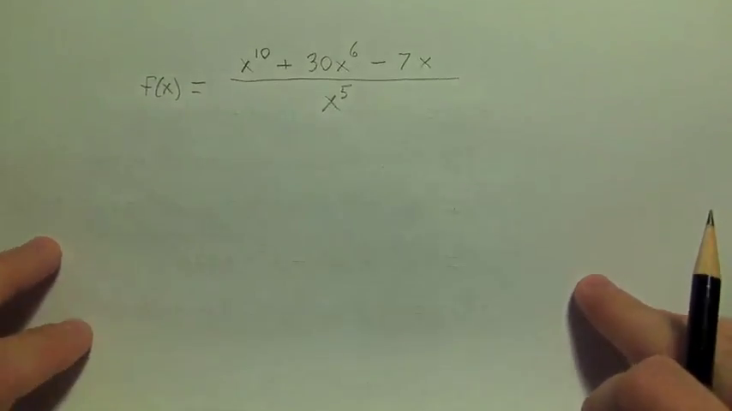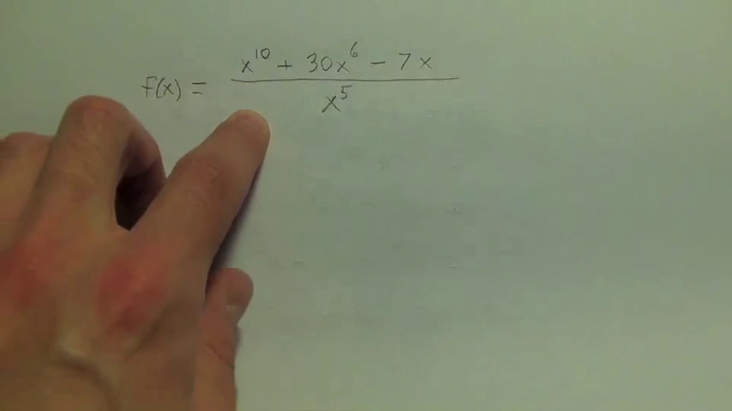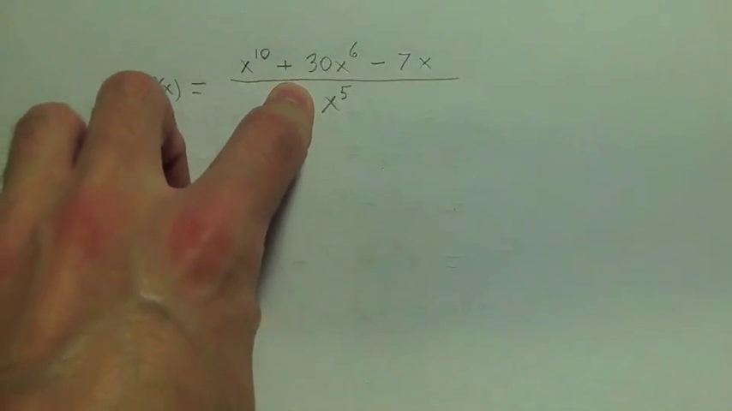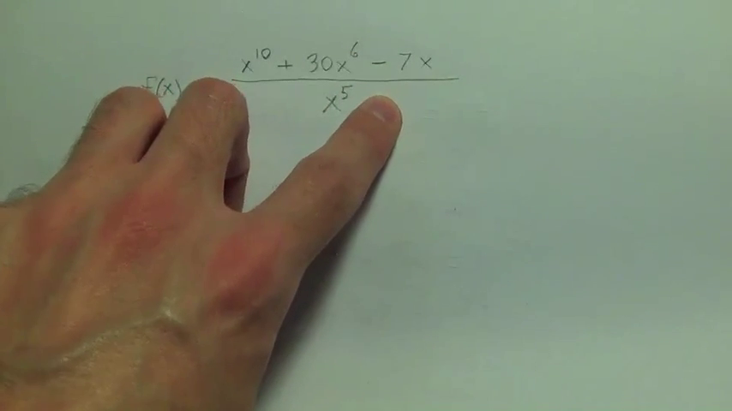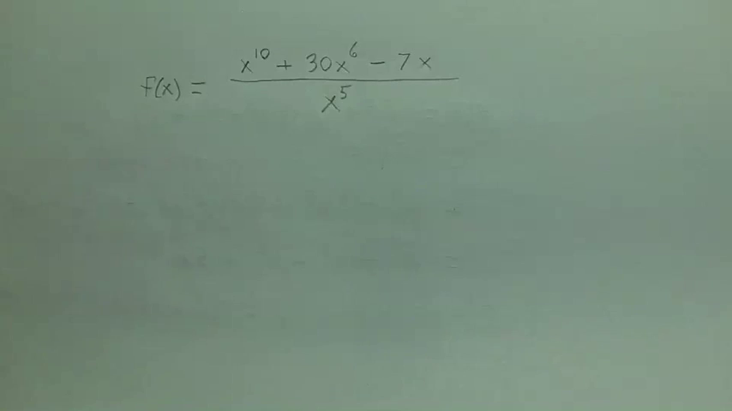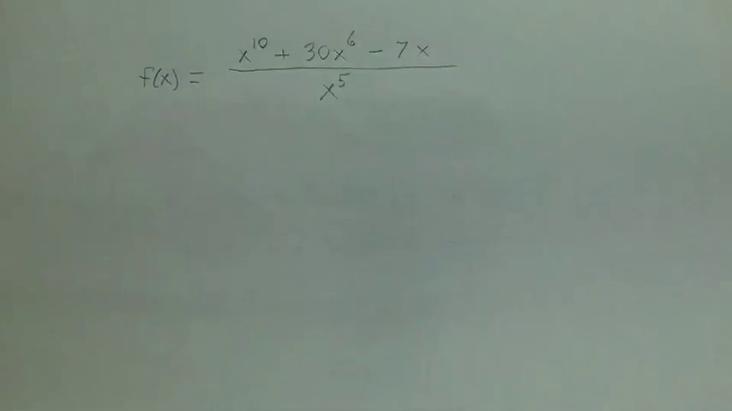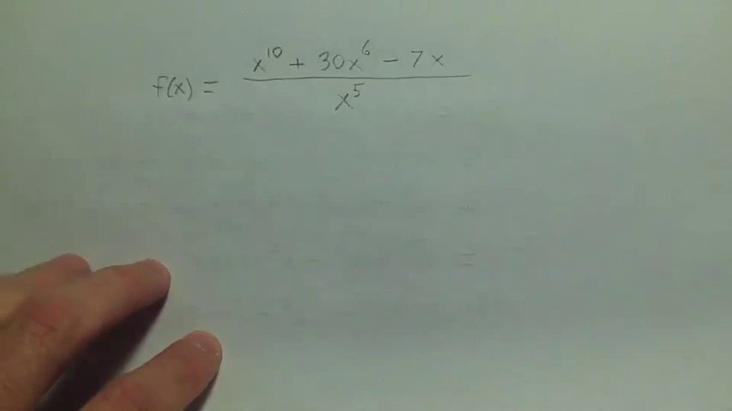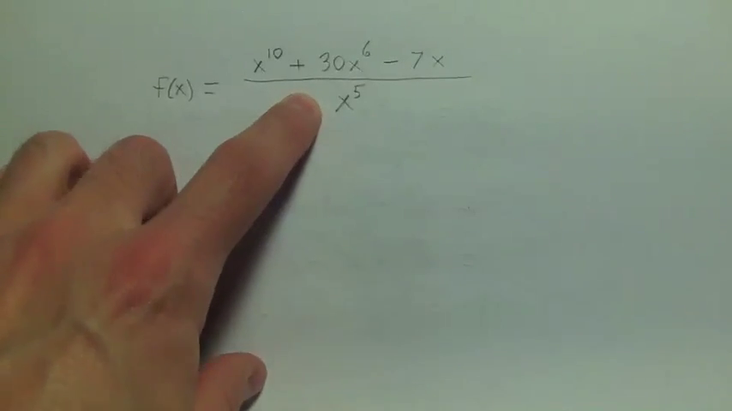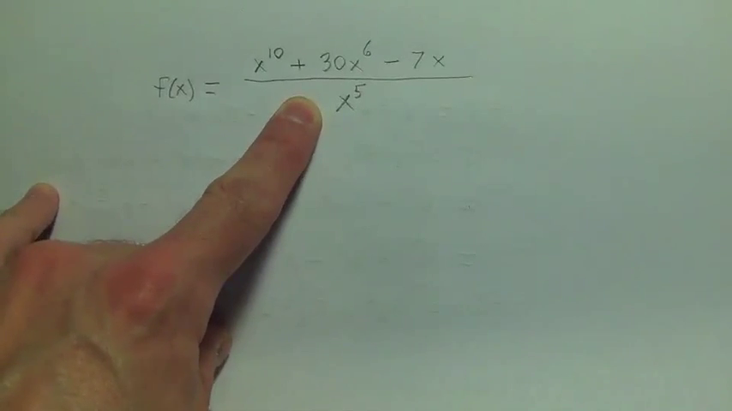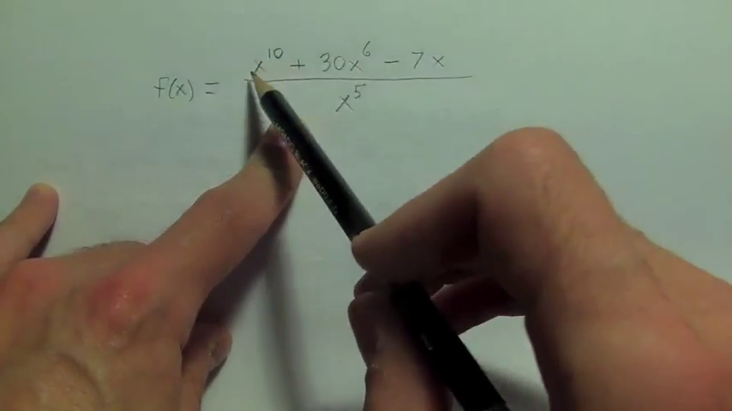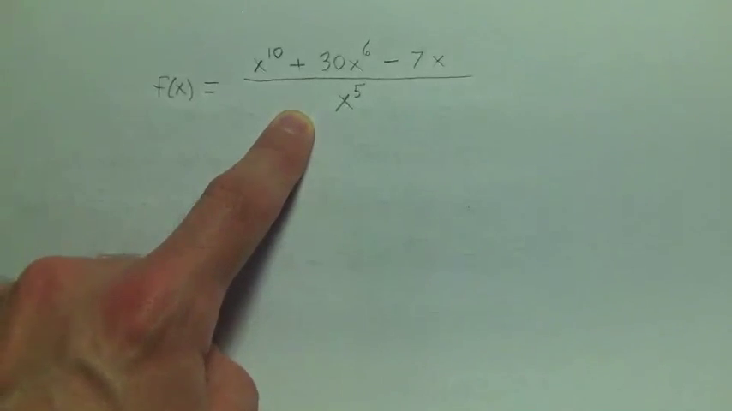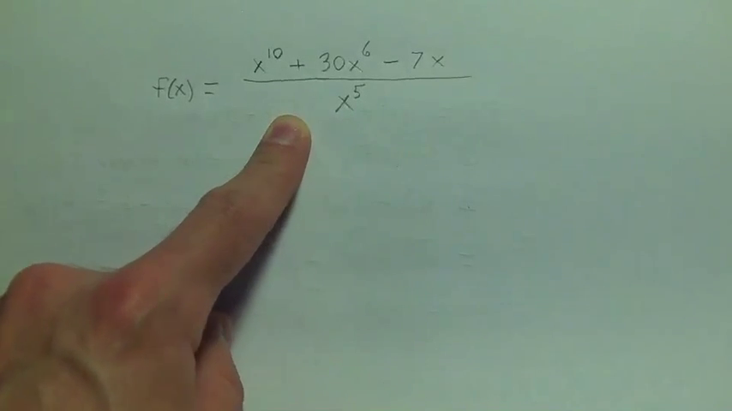Okay, next example. Let's say I have f of x is equal to x to the 10th plus 30x to the 6th minus 7x, all over x to the 5th. And once again, this does not fall under the pattern that we recognize. All we can actually do is take derivatives of sums of things, and we have a quotient, a fraction of things. Okay? Now, don't just think that you can go through and take the derivative of the top over the derivative of the bottom. It doesn't work that way.